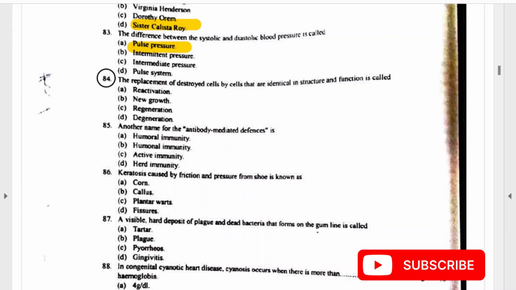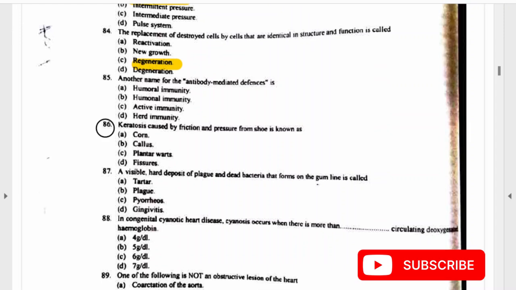So 84, the replacement of destroyed cells by cells that are identical in structure and function is called what? This is where I know a lot of people fail. But if you look deeply and closely at the options, regeneration should be the answer. Let me tell you why. Regeneration is the process of restoring lost or damaged tissue by replacing the destroyed cells with new identical cells. The other options are not even related to the process, okay? So let's go to the next one, 85.